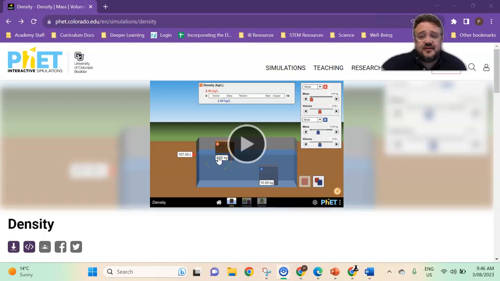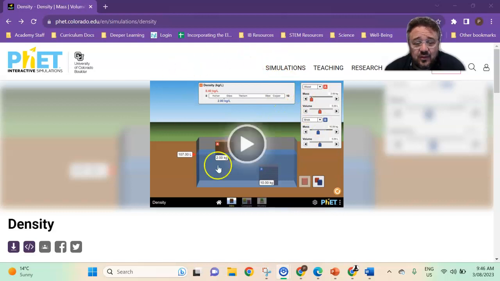Sup, my nerds. So we are going to look at density today and what substances make a good or bad submarine. That's what we're looking at. Basically we're going to be looking at the simulation from PhET. They make interactive simulations and they're pretty good. So we're going to have a look at density today.